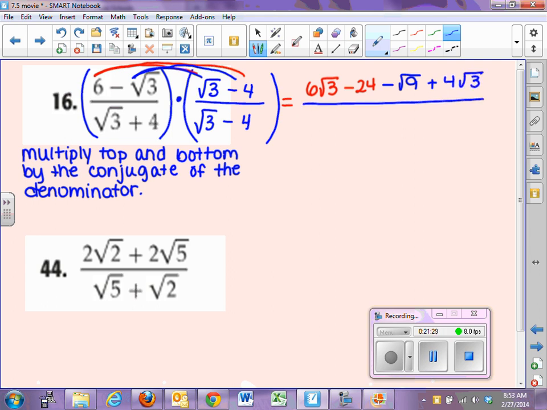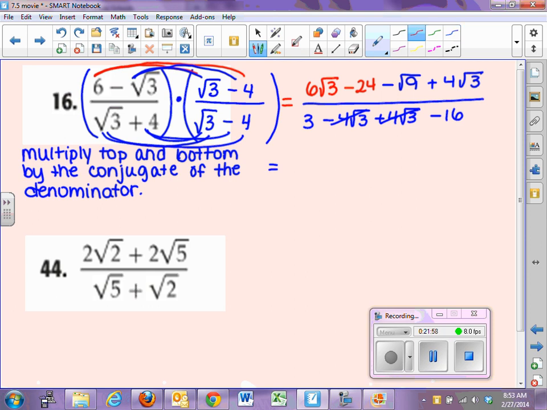The bottom, remember, we should be able to get rid of the radical when we do this. Square root of 3 times square root of 3 is 3. Positive times negative is negative 4 radical 3. Positive times positive is positive 4 radical 3. Oh yes, those are going to cancel. 4 times negative 4 is negative 16.